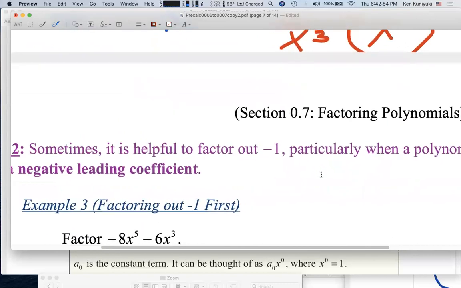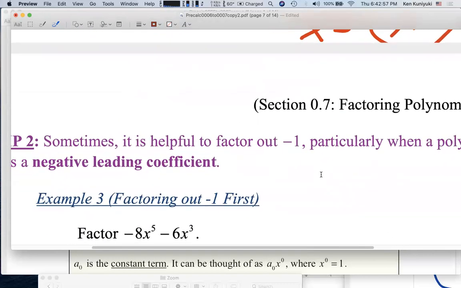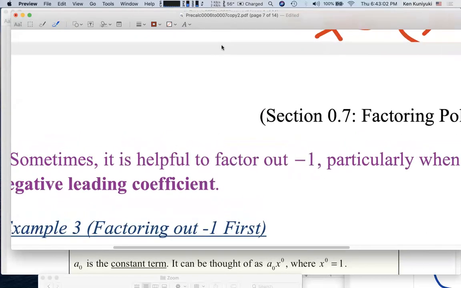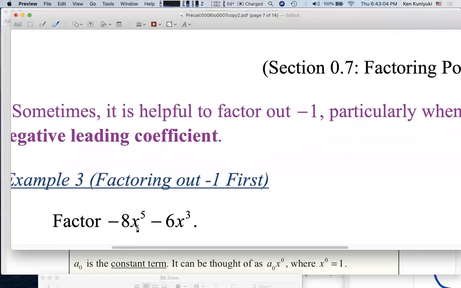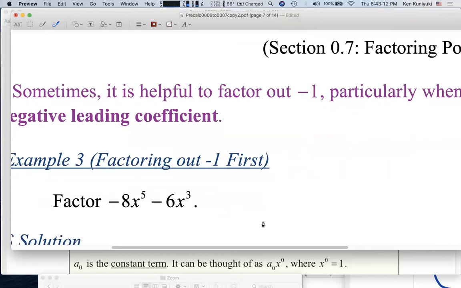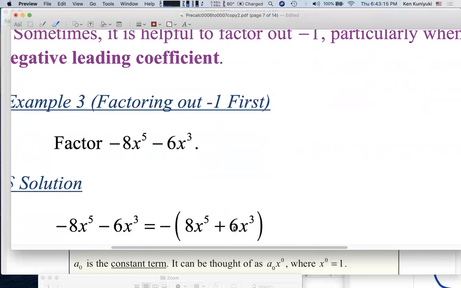Sometimes it helps to factor out a negative GCF. Although you might want to tear it apart bit by bit. So for example here, if you wanted to factor negative 8x to the 5th minus 6x cubed, you might want to start by factoring out a negative 1 first. The GCF is larger than that, but you might want to start out by factoring out a negative 1. When you factor, you divide. Well, when you divide both these terms by negative 1, you're flipping the signs. There's an implied positive sign in front of the 8.